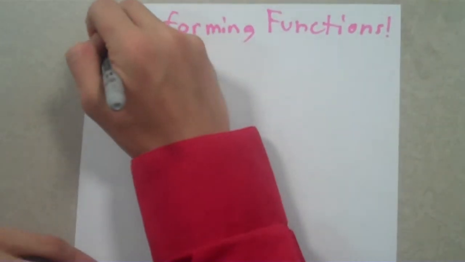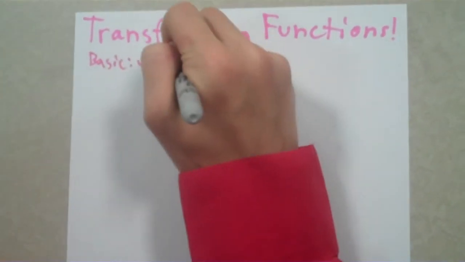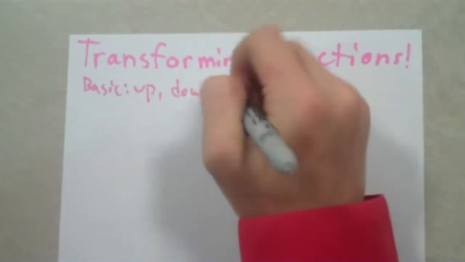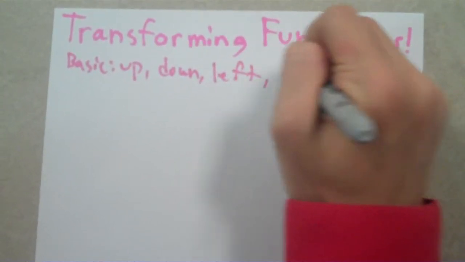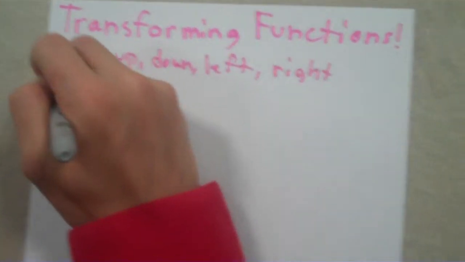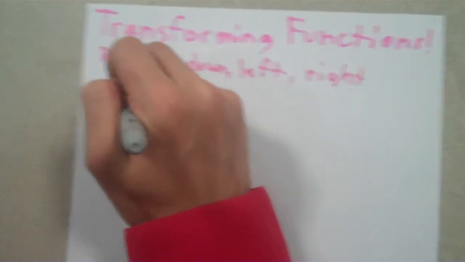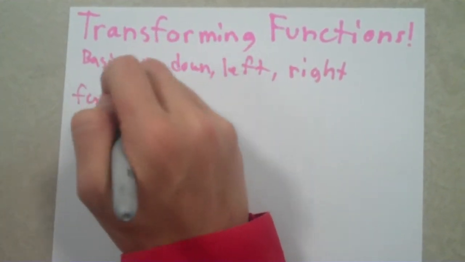So the basic transformations are up, down, left, and right. The very first transformation, we're going to be starting with a simple f of x equals x squared function.